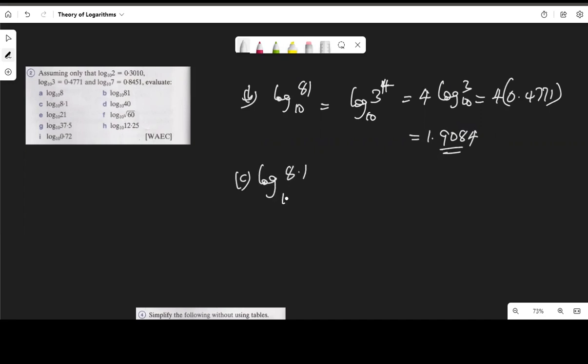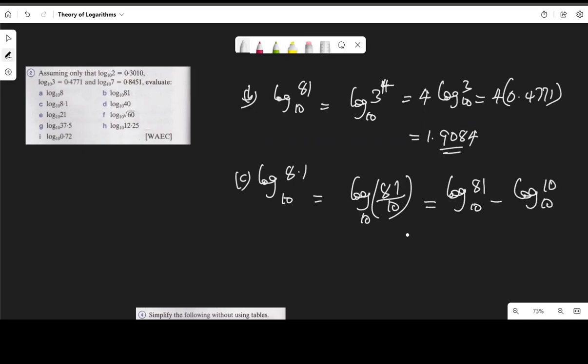8.1 to base 10, which you can write as log 81 over 10 to base 10, which is log 81 to base 10 minus log 10 to base 10. 81 to base 10 is log 3 to the power of 4 to base 10, then minus log 10 to base 10. This will be 4 log 3 to base 10 minus 1.